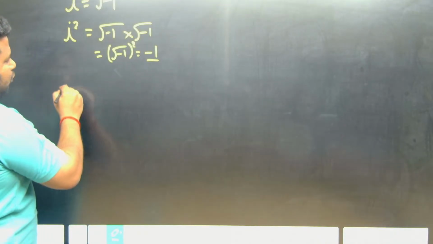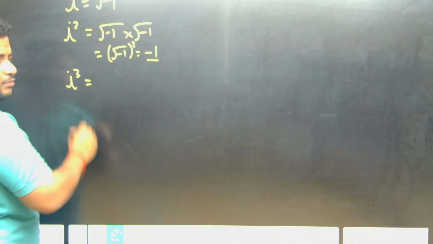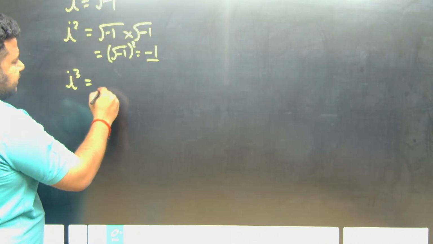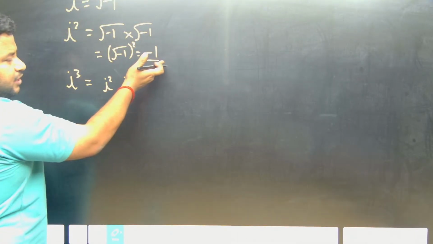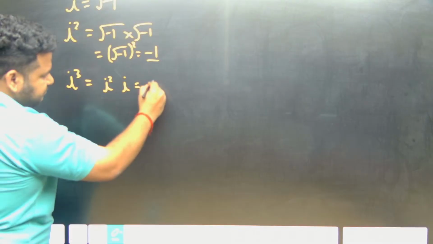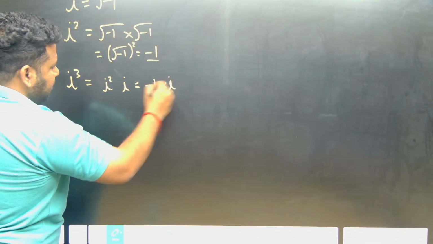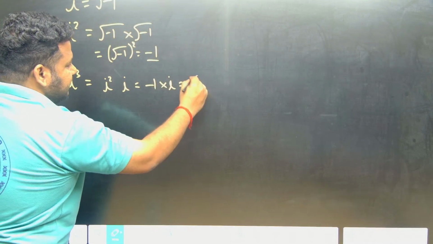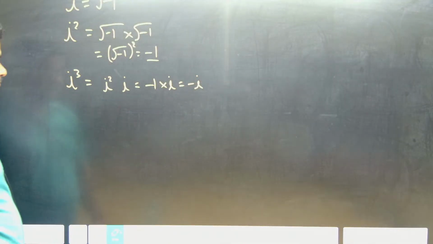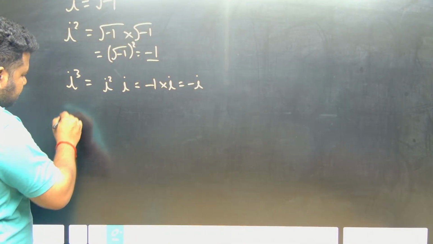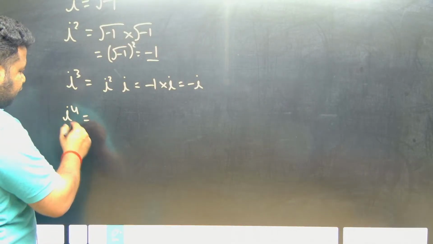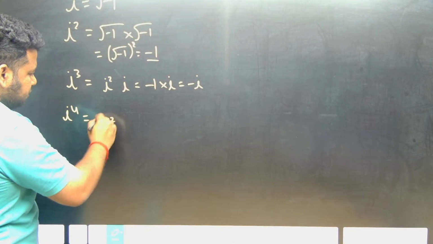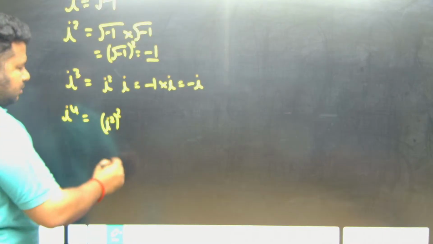We got it. What about i cube? i cube, you can write it as i square into i. i square value we already got, that is minus 1 into this i. So i cube will be equal to minus i. What about i power 4? i power 4 can be written as i square whole square. Yes or no? Or you can write it just like this.